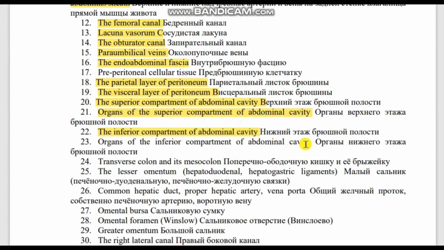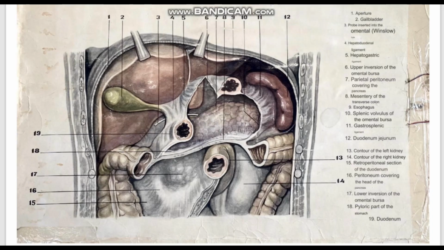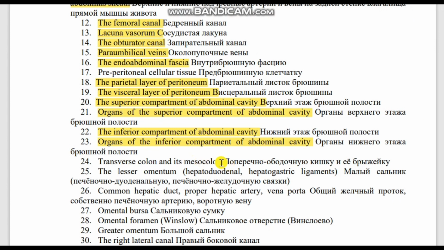Next we have organs of the inferior compartment of abdominal cavity. So here you can see the organs of the inferior compartment of abdominal cavity. Here, like transverse colon, we have ascending and descending colon, like large intestine and small intestine, you can say. Next we have transverse colon and its mesocolon.